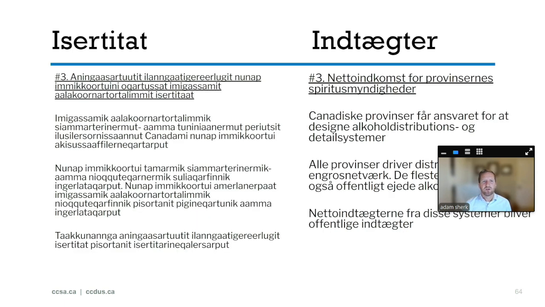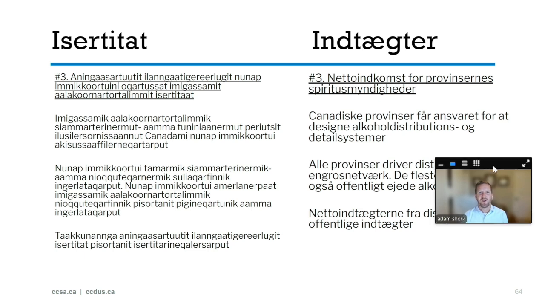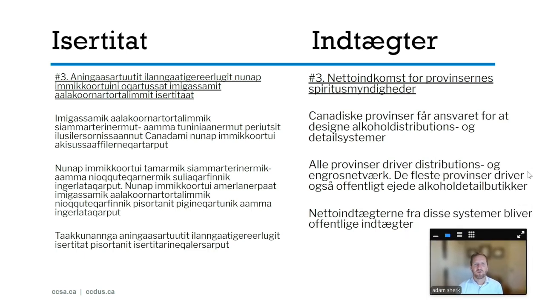If we go to the next slide, yes, the third one of those is the net income of provincial liquor authorities. And so this maybe is the most unique, so I'll describe a little bit more about it as compared to the two tax rates. Canadian provinces are given the responsibility to design alcohol distribution and retail systems. All provinces run distribution and wholesaling networks, and most provinces also own and run the retail stores themselves. So they run publicly owned alcohol retail stores.